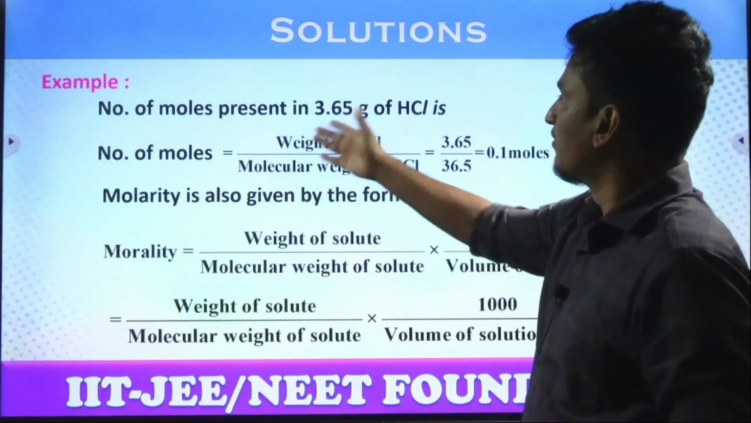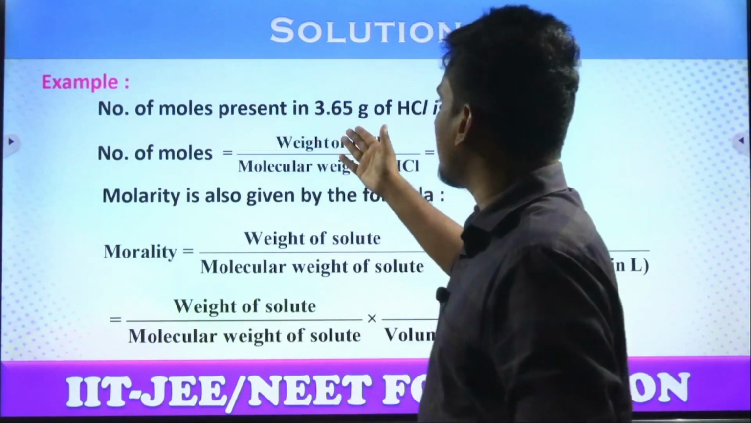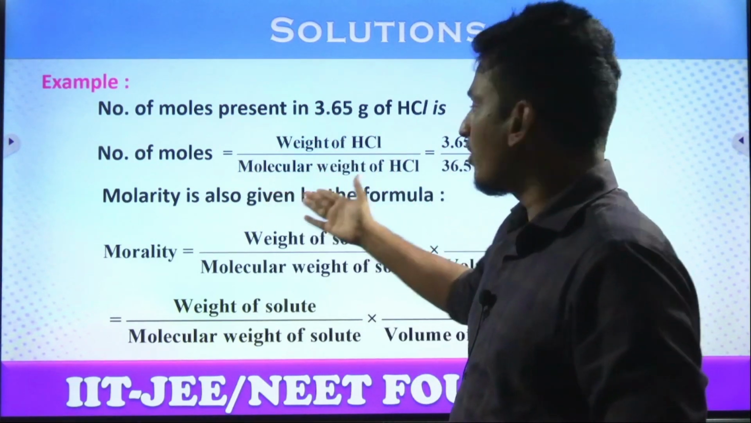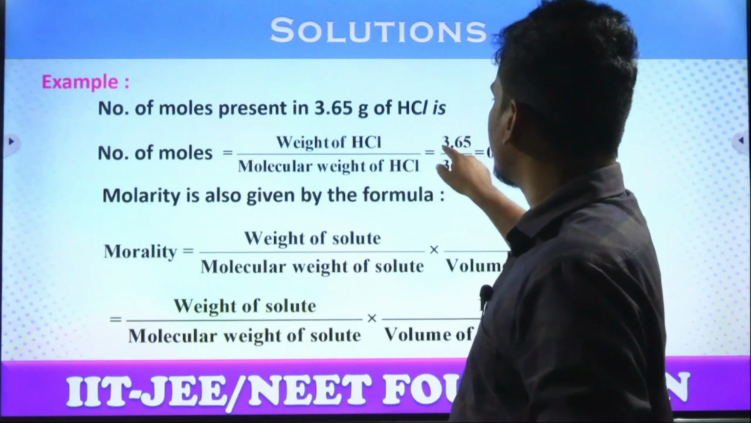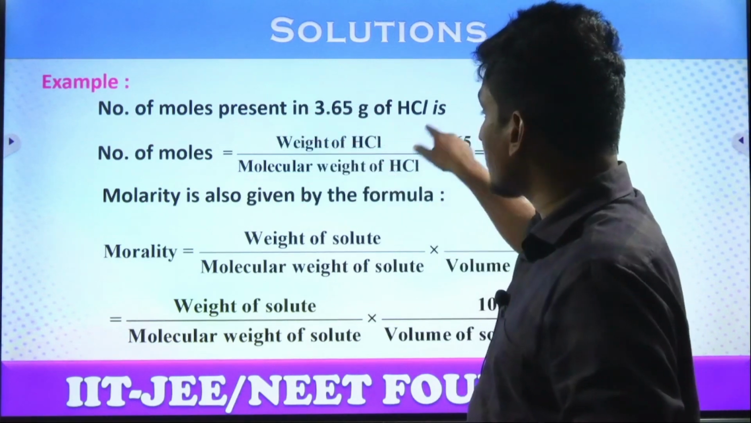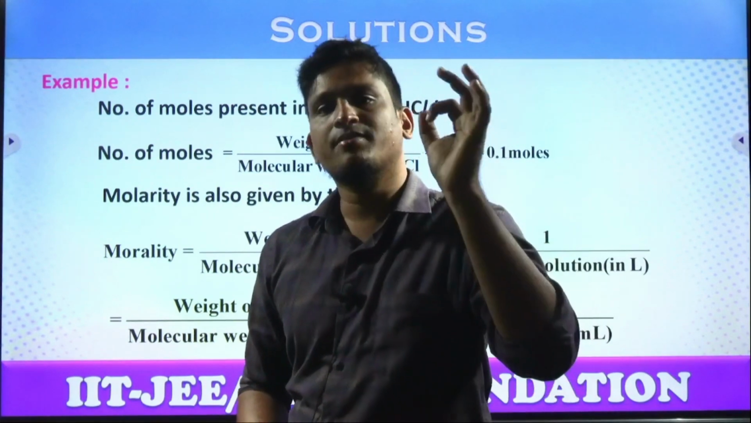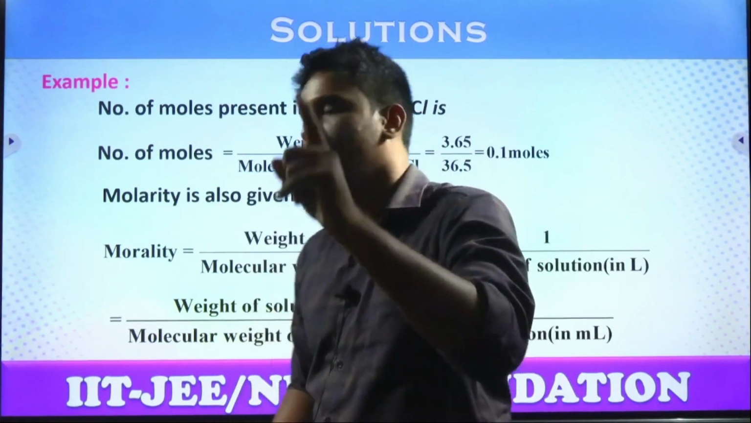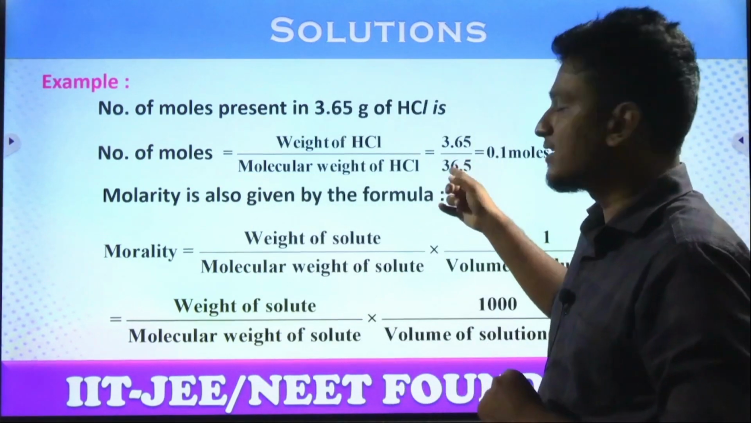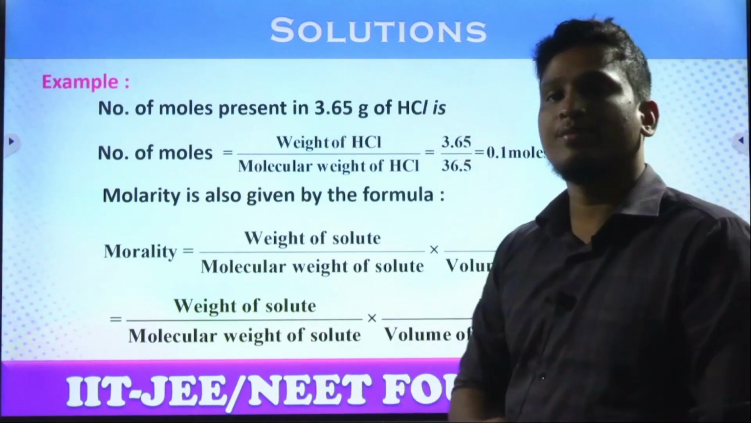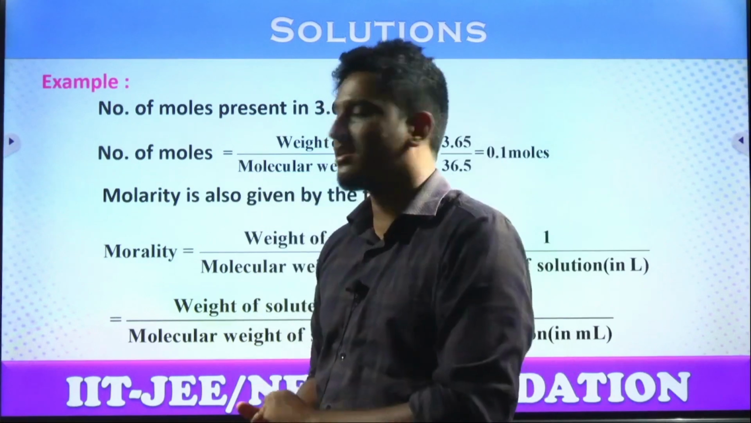So here, for example, the number of moles present in 3.65 grams of HCl. Number of moles equals weight of HCl by molecular weight of HCl. What's the weight of HCl, students? 3.65. That is given. But what is the molecular weight of HCl? 36.5. The atomic mass of hydrogen is 1, chlorine is 35.5. So 1 plus 35.5, which is 36.5. So in this mass, how many moles are there? 0.1 moles. So that's how we can calculate the number of moles.